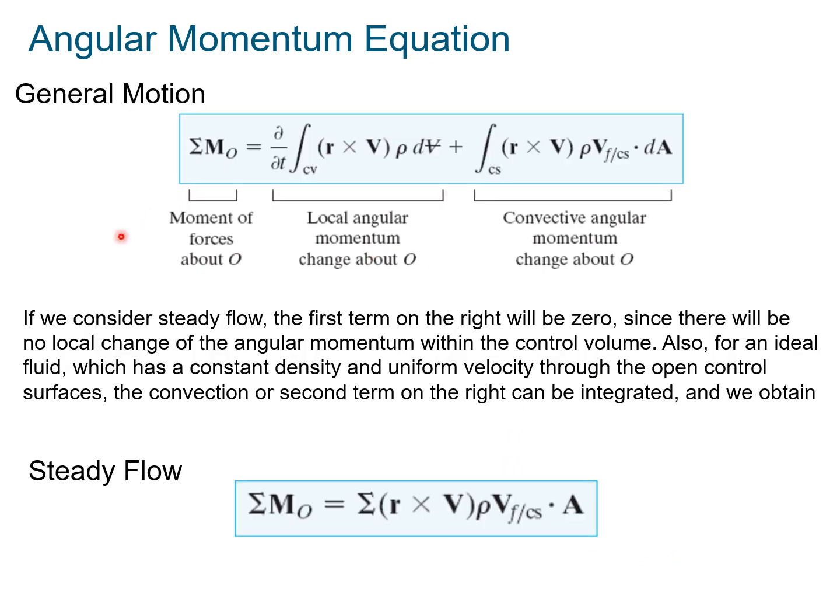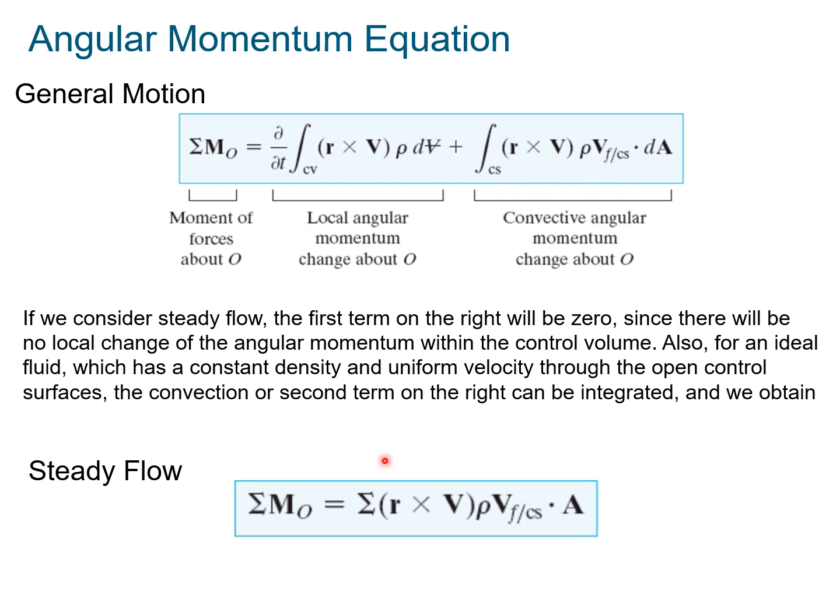So in general, again, you can break up the angular momentum equation into two parts. A part that deals with the control volume and a part that deals with the control surfaces. Now, if we consider steady flow, the first term on the right will be zero, since there will be no local change of angular momentum inside the control volume. So the only thing we'll have to worry about in this case is what goes through the control surfaces.